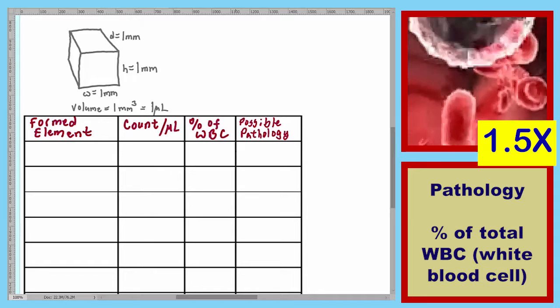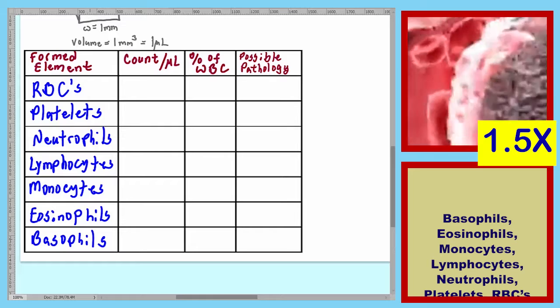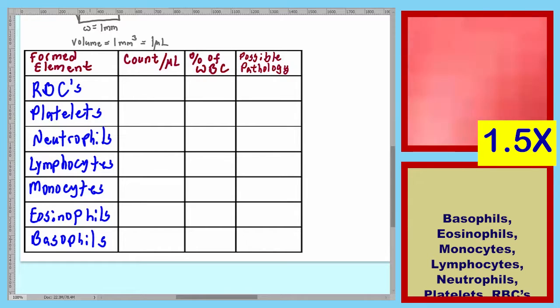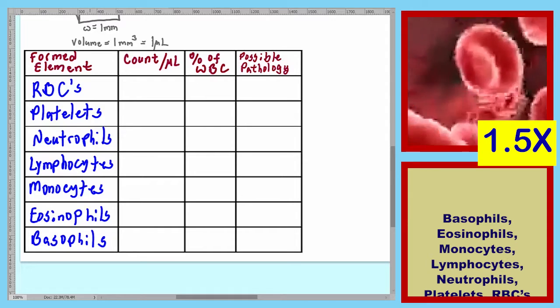And so let's next indicate the formed elements. So here we've shown our formed elements: the red blood cells, the platelets, the neutrophils, the lymphocytes, the monocytes, the eosinophils, and the basophil. Now what I've done here, I've put them in order of their number or of their frequency, with the highest frequency being on the top.